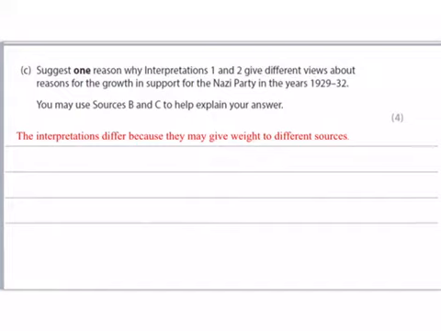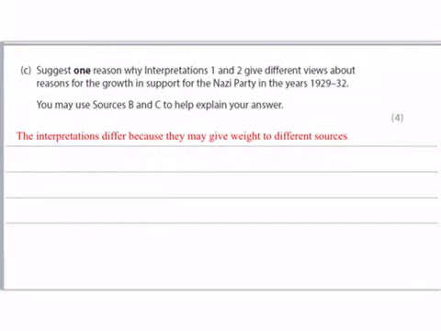For question 3C, you must write, the interpretations differ because they may give weight to different sources. Now note that we're not making the assumption here that they do give weight. It's just that the fact that they may, we can never assume that historians have used those sources, but there's a high probability they've used sources similar to those to arrive at that judgment of whatever interpretation 1 or 2 actually are. So just remember that exact statement going into that exam.